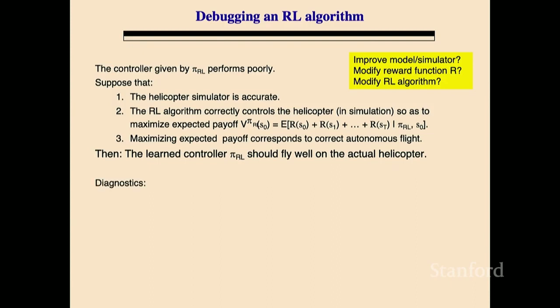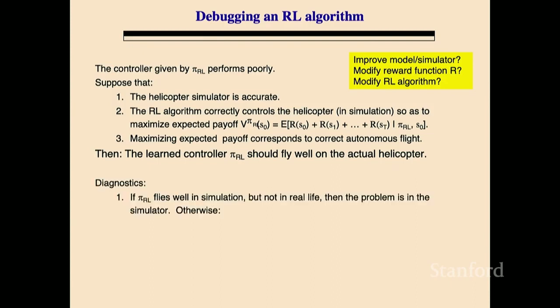And so here are the diagnostics you could use. To see if the helicopter simulator is accurate, first check if the policy flies well in simulation. If your policy flies well in simulation but not in real life, then this shows that the problem is with your simulator, and you should try to learn a better model for your helicopter, right? And if you're using a linear model, this would be the matrices A and B in s_{t+1} = A s_t + B a_t. You could try getting more data, or maybe try a nonlinear model.